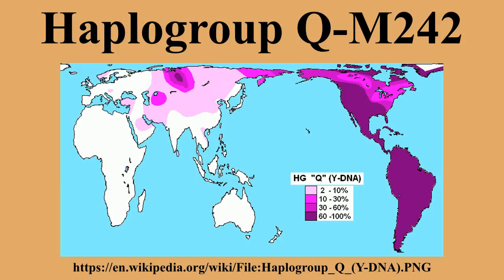North America. In the indigenous people of North America, Q-M242 is found in Na-Dene speakers at an average rate of 68%. The highest frequency is 92.3% in Navajo, followed by 78.1% in Apache, 87% in SC Apache, and about 80% in North American Eskimo-Aleut populations.